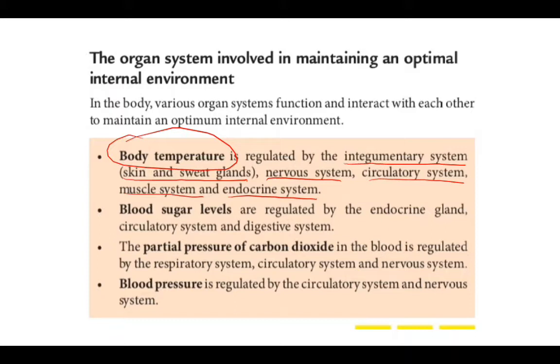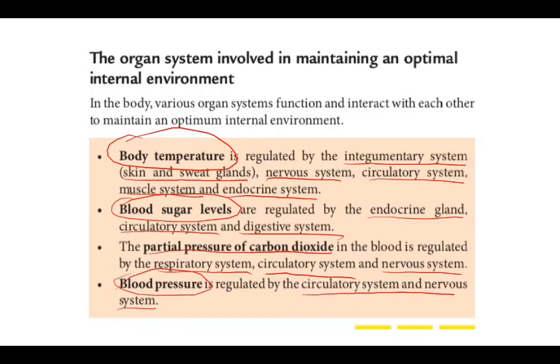optimum. Okay? Kemudian yang kedua, blood sugar levels are regulated by the endocrine gland, circulatory system, and digestive system. Partial pressure of carbon dioxide in our blood is regulated by the respiratory system, circulatory system, and also the nervous system. And our blood pressure is regulated by the circulatory system and nervous system.